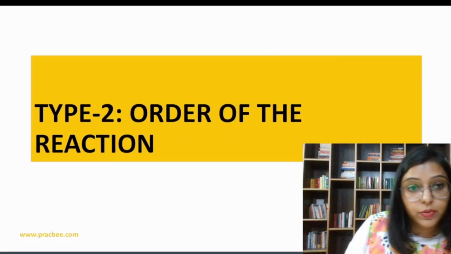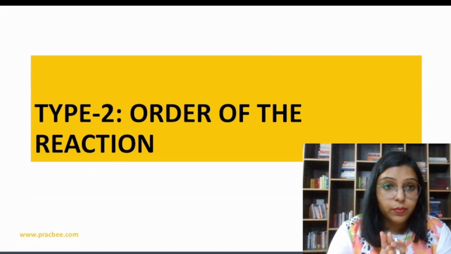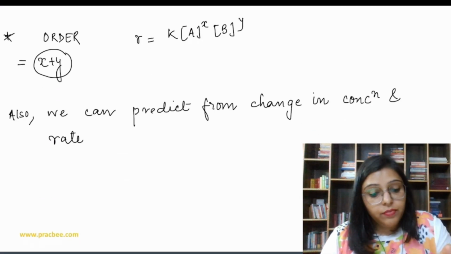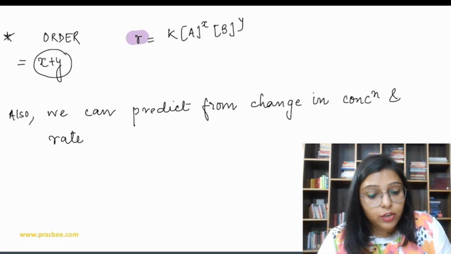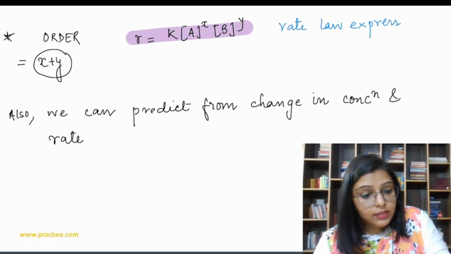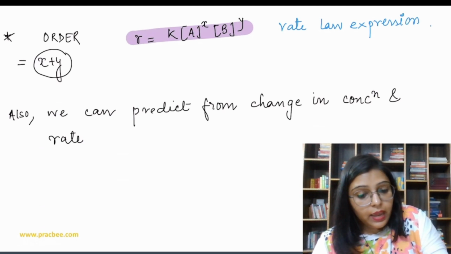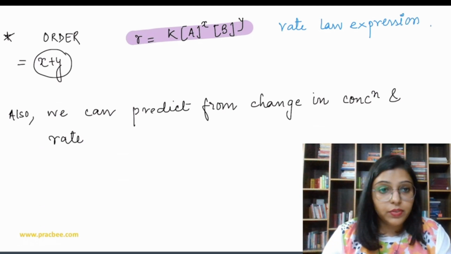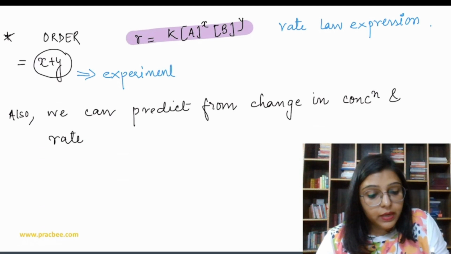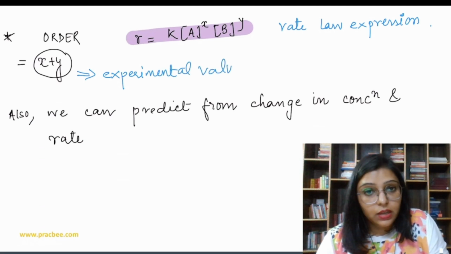discuss the next type of problem, and in this topic we are going to discuss questions related to the order of the reaction. So how to find out the order? If we have a rate law expression like this, then x plus y is going to be the order of the reaction. Order is an experimental value. It is not a theoretical value.